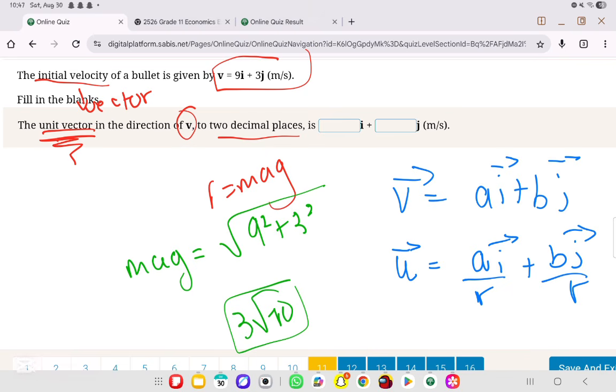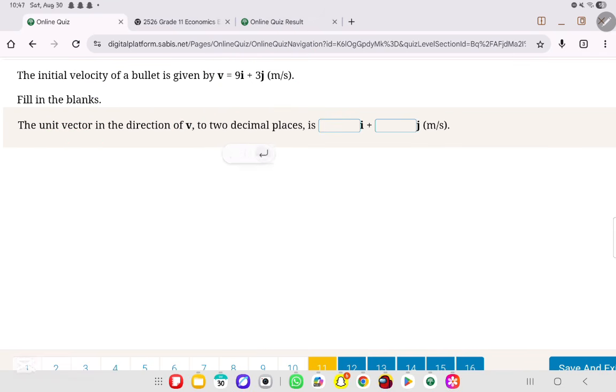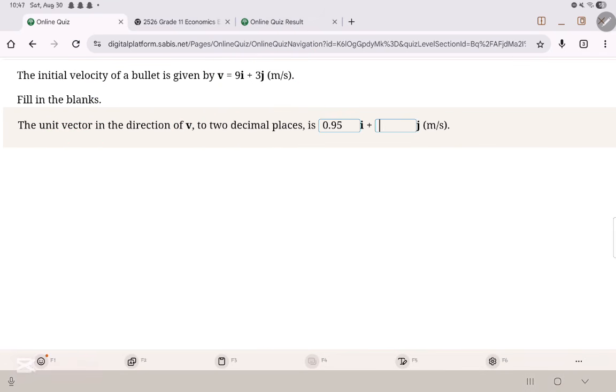V is 9i plus 3j. So the unit vector U is going to be 9 over the magnitude, which is 3 radical 10, plus B, which is 3 over the magnitude, which is 3 radical 10. Now you can simplify as always. So this is going to be 0.95 to 2 decimal places and 0.32 to 2 decimal places.